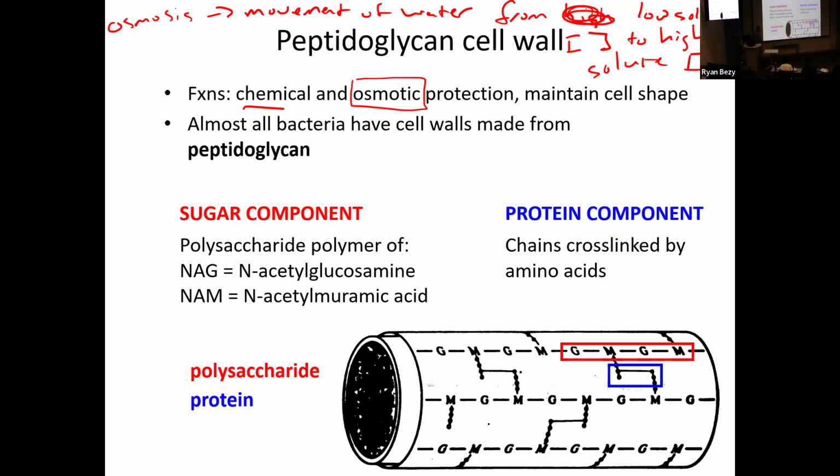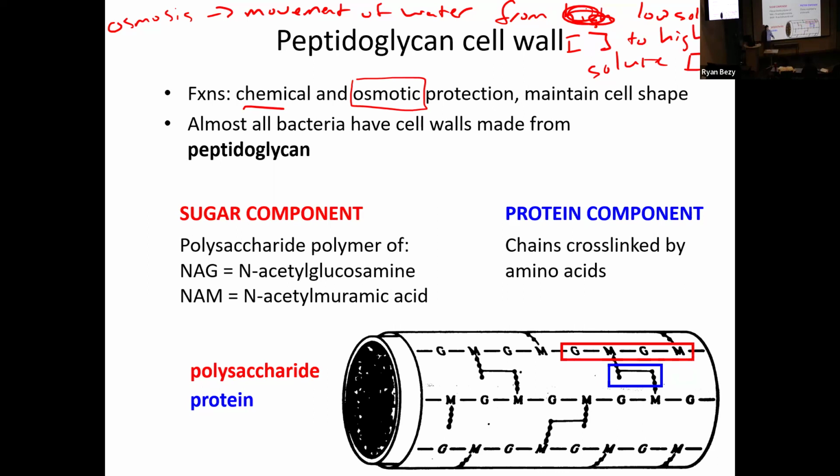peptido. Peptido just means peptide bonds or peptides or proteins. Those are terms that are used somewhat interchangeably. The protein component is that there are some amino acids that act as cross-linkers between one chain and the next. So this is one polysaccharide chain, but then this is going to be an amino acid bridge or cross-linker that will join this polysaccharide chain onto this second, different polysaccharide chain.